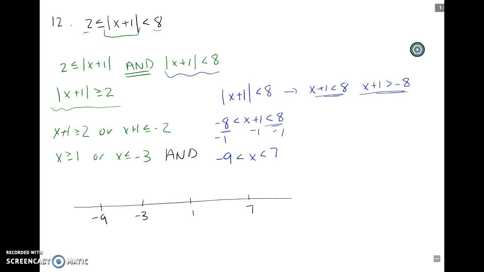So this green one here, we have x is greater than or equal to 1 or less than or equal to negative 3. Okay, so that's the green. The blue one, we have x is in between negative 9 and positive 7. Okay, so that's the green and the blue.